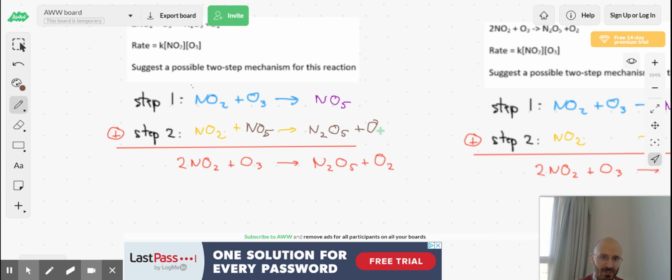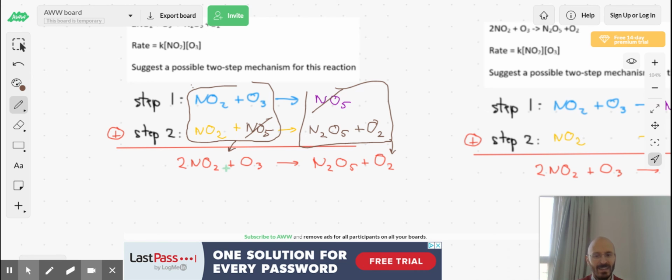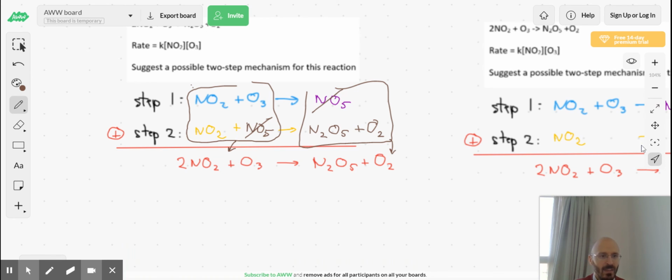And then you check if the step is balanced. Yes, it is balanced. Then you add up these reactants. And that should give you this. You add up these products. And this should give you that. What you will see is that the NO5 cancels out when you do that. And that's how you get the balanced equation.